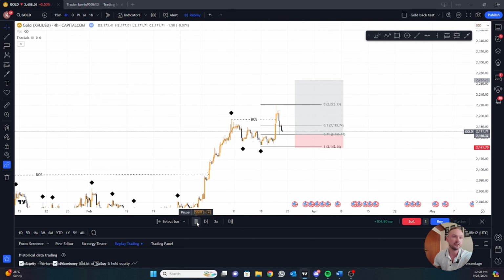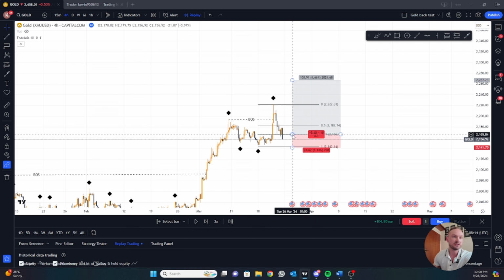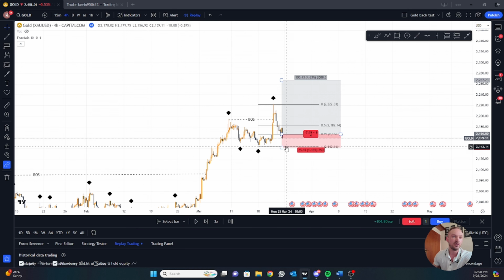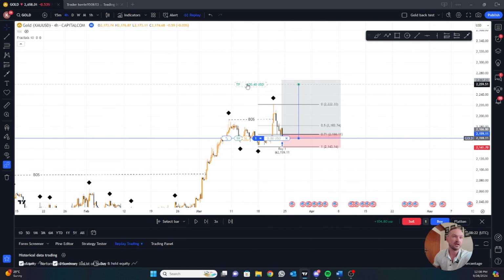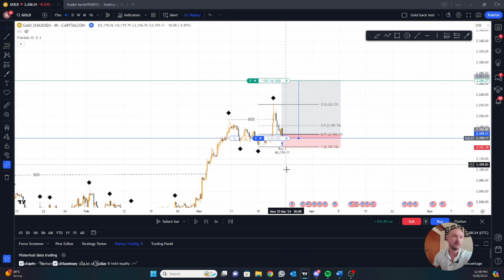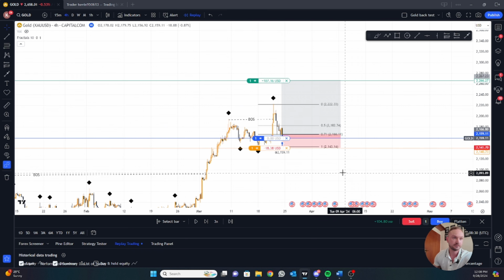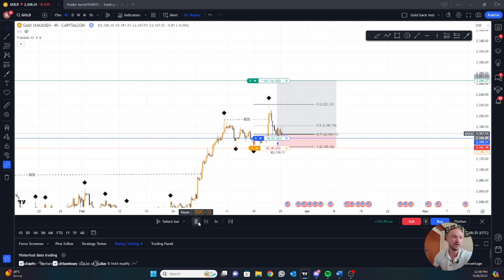Then I'm going to play forward. So here the trade gets triggered in. We are in a bit of drawdown. I'm just going to enter the buy here on Tradingview. So I'm going to take my take profit up, and then my stop loss to the lows. Okay, and then we play the trade out.